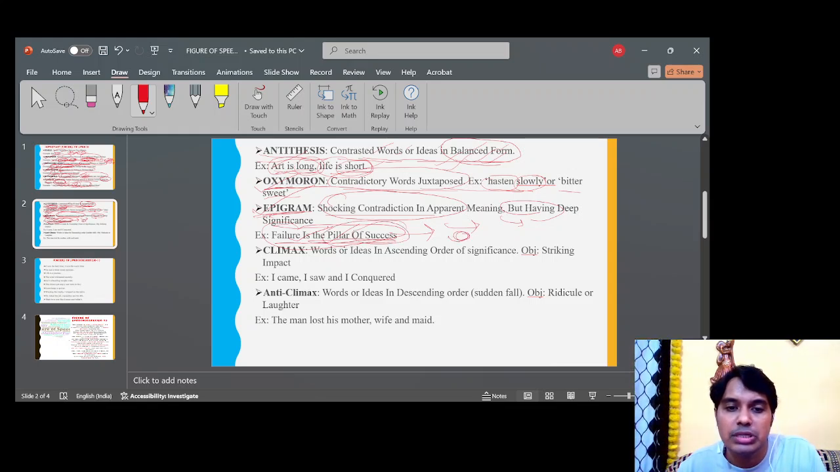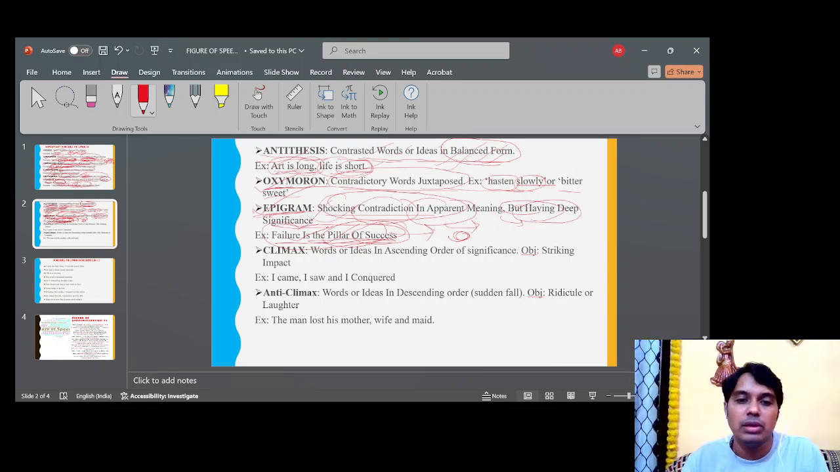That's why it is epigrammatic. A shocking contradiction in apparent meaning, but having a deep significance, a profound meaning you will find if you analyze it closely. Right? Now moving on, the next example is climax. We'll read climax and anticlimax in pair. What is climax? And anticlimax is just the opposite.